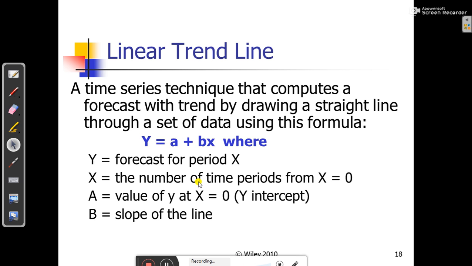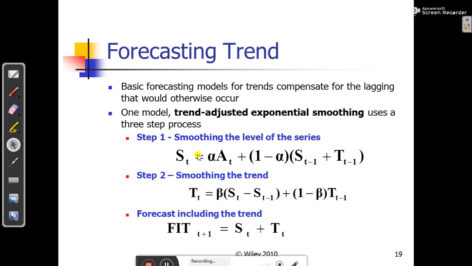So this problem has been detailed here if you go through it. The first step is that you need to smooth the level of the series. Then the second step is that you need to smooth the trend. So here that is trend adjusted exponential smoothing.